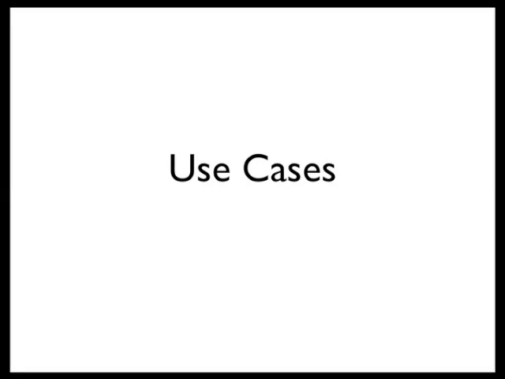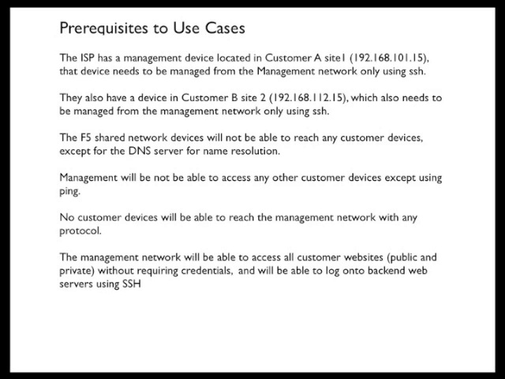And now we finally move on to the use cases. There are three, one for each customer, and the prerequisites to these use cases are as follows. Just a prerequisite to the prerequisite, as it were. The management network will be able to reach every single website, every customer website, public and private, and the ISP website, public and private, without requiring credentials. So they have full access. We're just making the assumption here that the ISP is looking after the customer website, so they have full access. With that in mind, the following prerequisites are required.